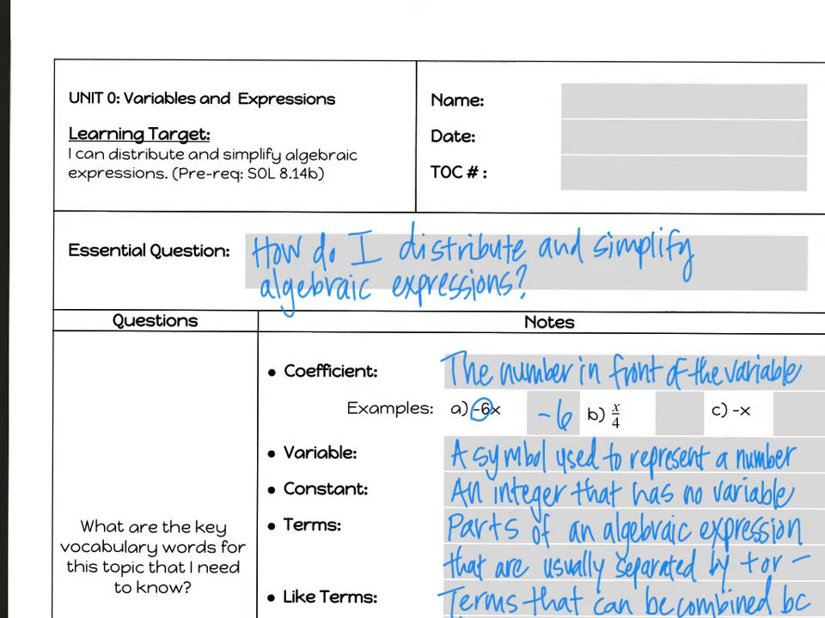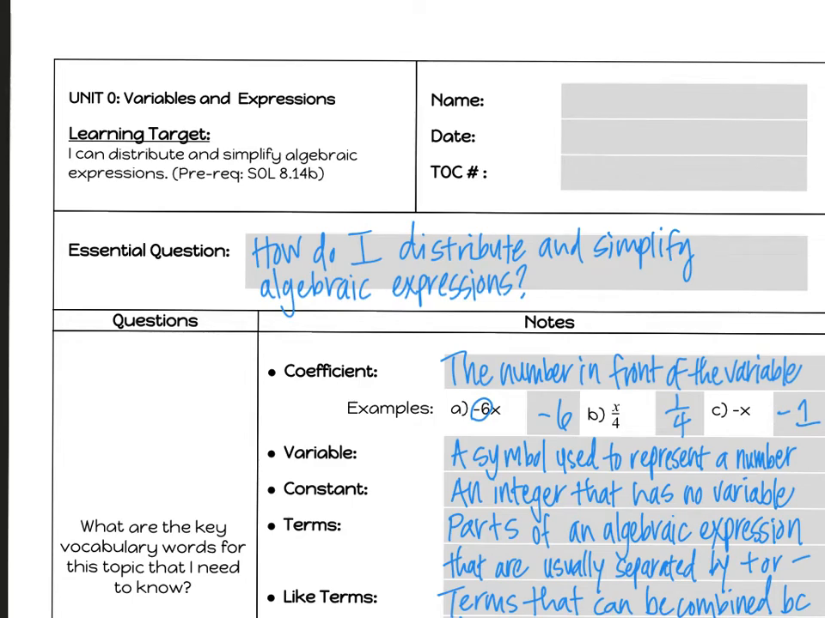For b, this is x over 4. And so in this case, x is being divided by 4 or multiplied by 1/4. So 1/4 is our coefficient. And then for c, we have negative x, and even though there isn't a 1 there, there is a negative there, and so that negative is acting like -1, and so our coefficient is -1.